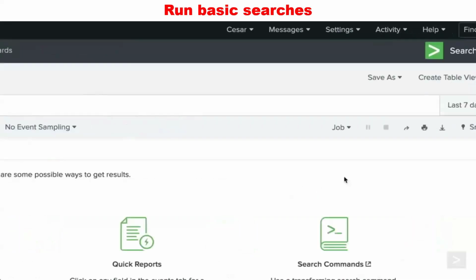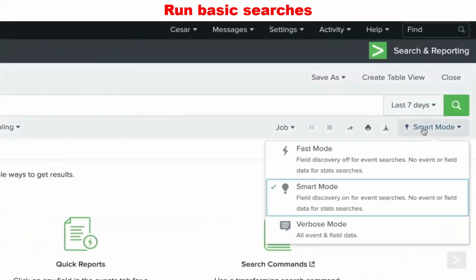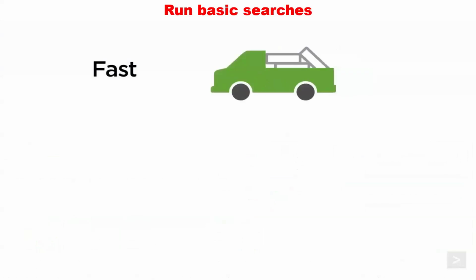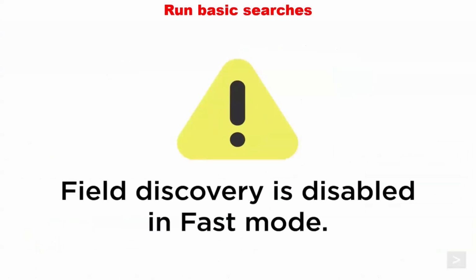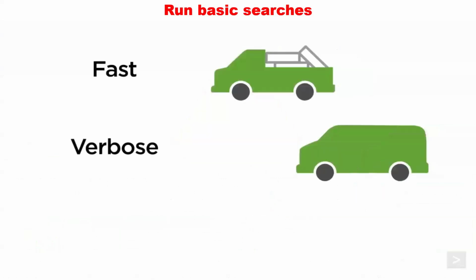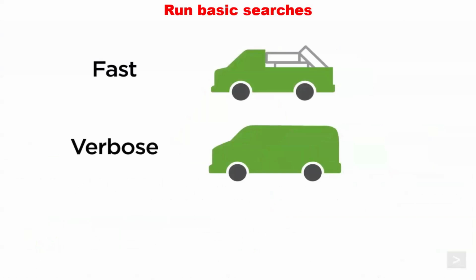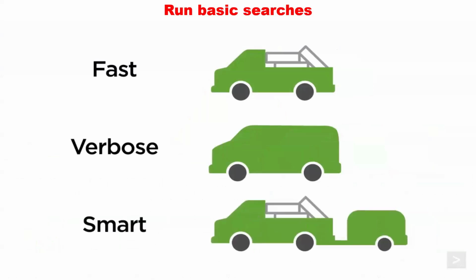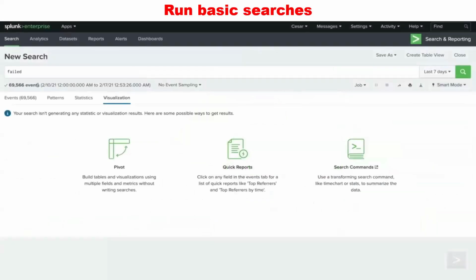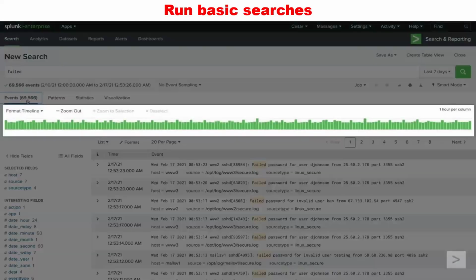There are 3 search modes you can choose from the search mode selector: fast, smart, and verbose, with fast cutting down on the field information that is returned. Field discovery is disabled for this mode, only returning information on default fields and fields required to fulfill your search. Verbose mode returns as much field and event data as possible, discovering all the fields it can. The default smart mode will toggle behavior based on the type of search you are running. The timeline is a visual representation of events segmented over time.